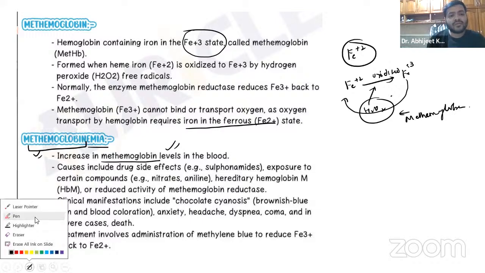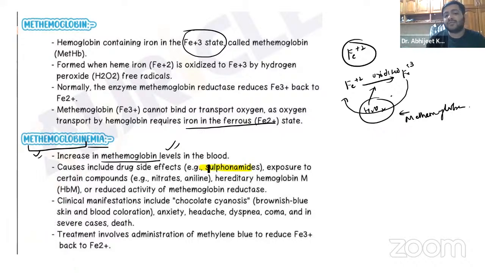Now, this can be caused due to certain drug side effects, for example, sulfonamides, or exposure to certain compounds like nitrates, guys, very, very important. Or there is something called aniline also, or there is hereditary hemoglobin M, which is passed from generation to generation.